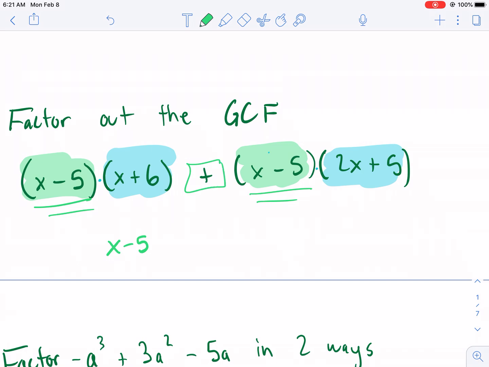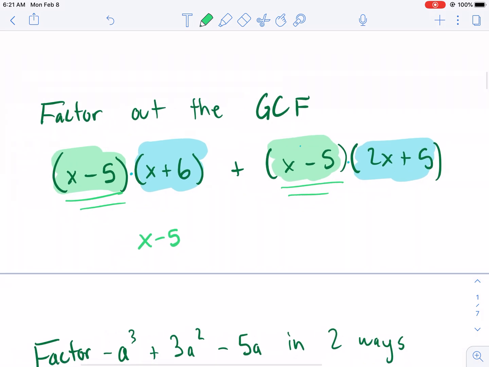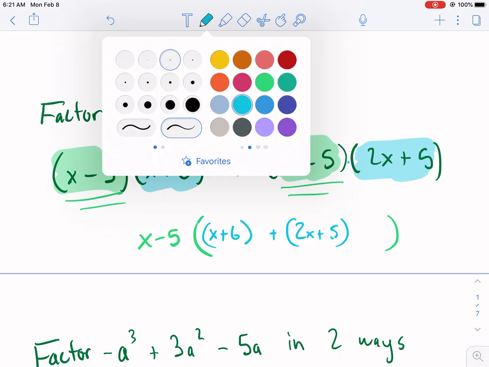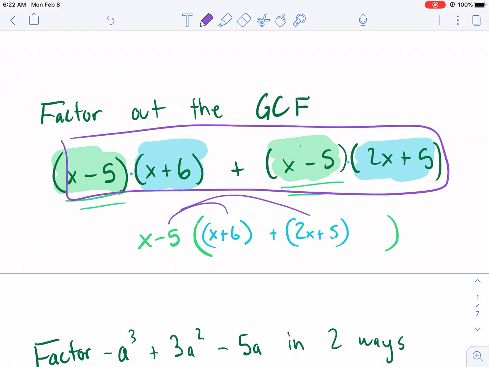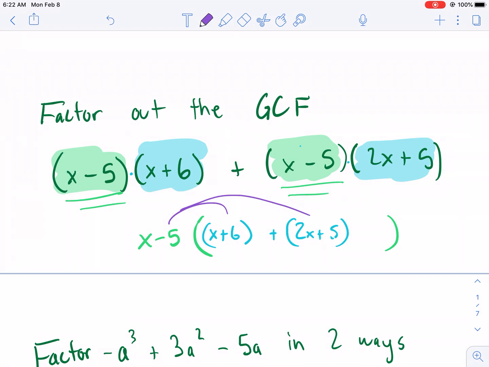Terms are separated by addition or subtraction. So we see x minus 5 is common to both. Okay, what's left? Well, what's left is x plus 6 plus 2x plus 5. That's what's left over. Just as a recap, we factor out this x minus 5 because it could be distributed among both, and then we would get x minus 5 times x plus 6, plus x minus 5 times 2x plus 5. So that's how we can factor that.